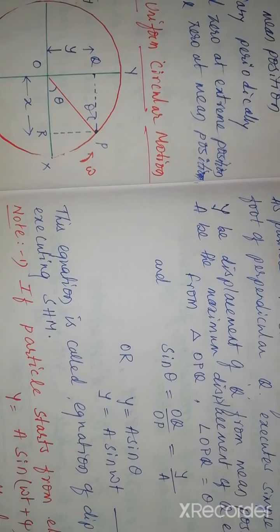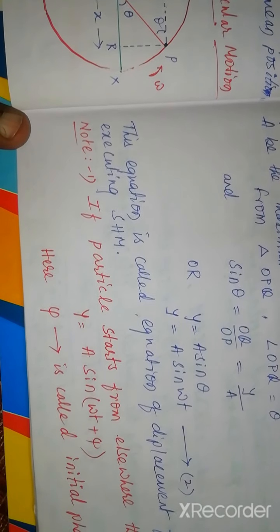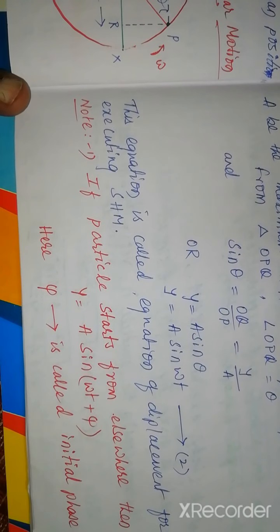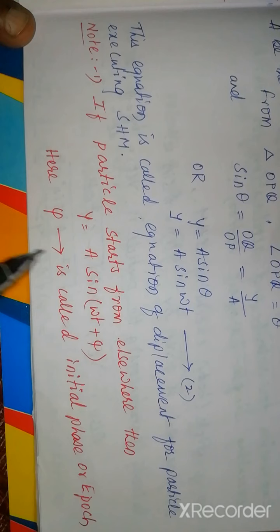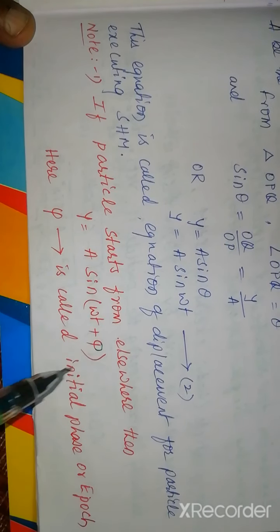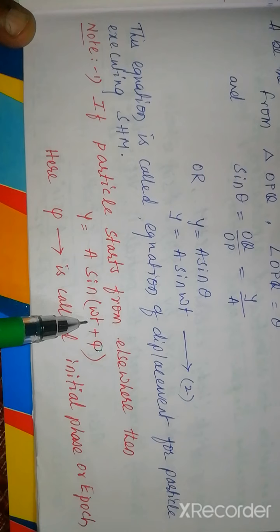Note, if a particle starts from elsewhere instead of X, then we write y equals A sine omega t plus phi. So y is the displacement, A is the amplitude, omega is the angular frequency or angular velocity, t is a given instant of time, and phi is called the initial phase or epoch.